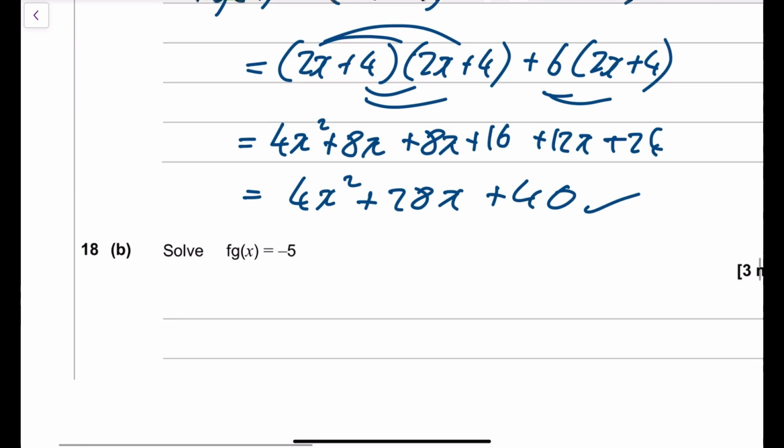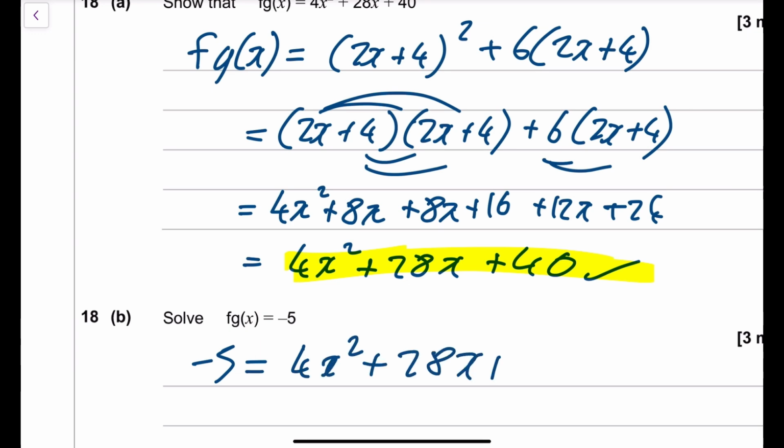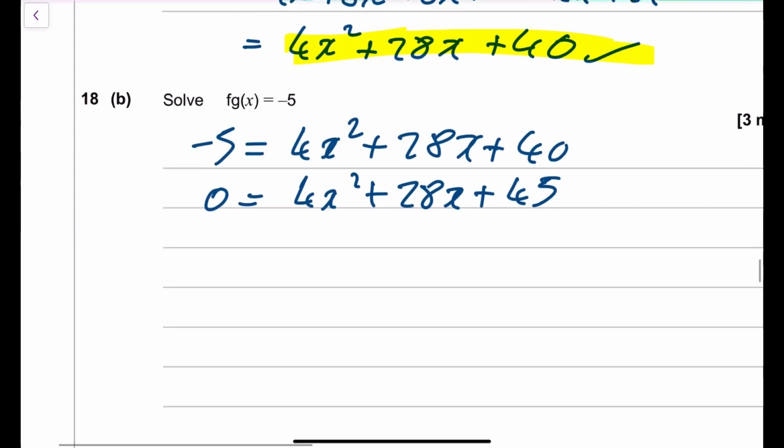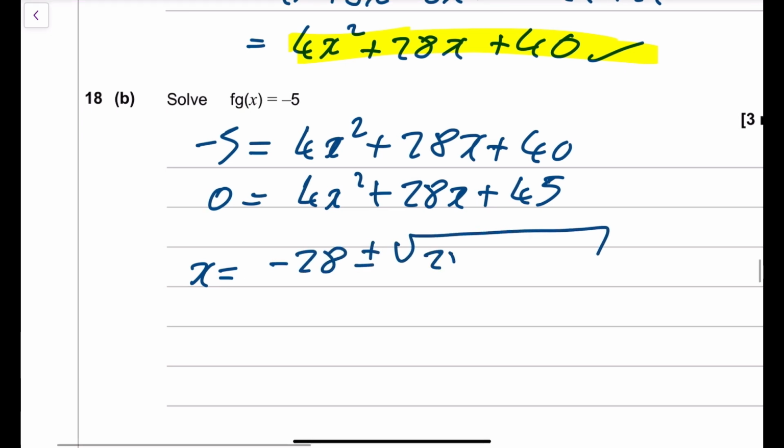Lovely question, because you know you've got it right. Okay, next thing it says, solve gf of x is equal to minus 5. So that means this whole thing must be equal to minus 5. So put minus 5 equal to 4x squared plus 28x plus 40. It's quadratic. Bring everything to one side, so it's all equal to 0. And then use your quadratic formula. It might factorize, but it might not, and you could have wasted a long time trying to factorize.